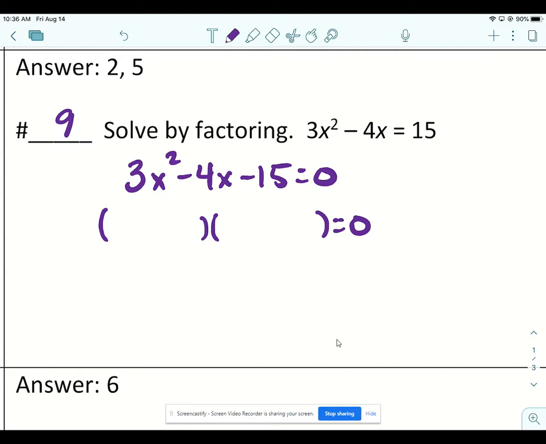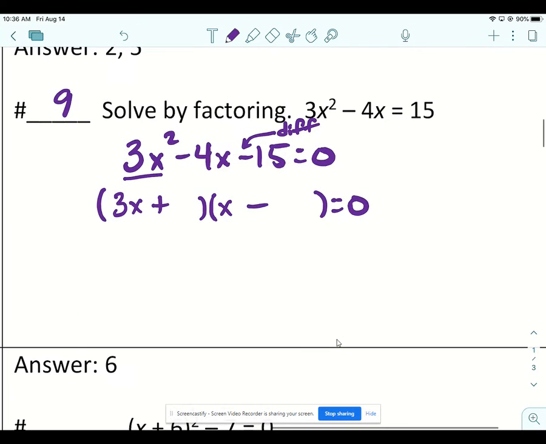All right, and then I know to get 3x squared, my only options are 3x and x. Because this sign is a minus sign, I know that the signs in my factors are different. So one will be a plus and one will be a minus. All right, and then what I put here and here need to multiply to give me that 15. So I only have two choices.